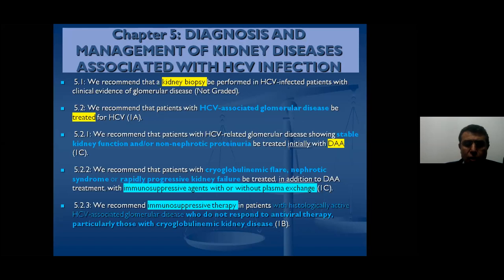Of course, in this situation, immunosuppressive therapy is also indicated in patients not with a flare but with histologically active HCV-associated GN who do not respond to antiviral therapy. Don't leave them, because the inflammatory process and the urinary abnormalities will progress towards end-stage kidney disease. And of course, the first line for immunosuppressive therapy, especially in cryoglobulinemic vasculitis, is rituximab.